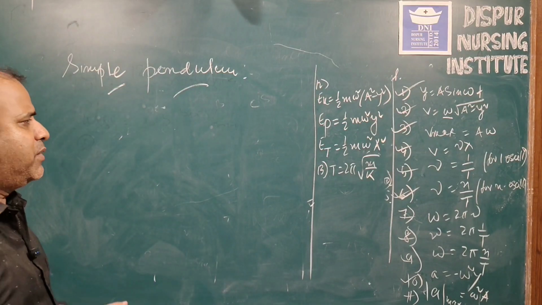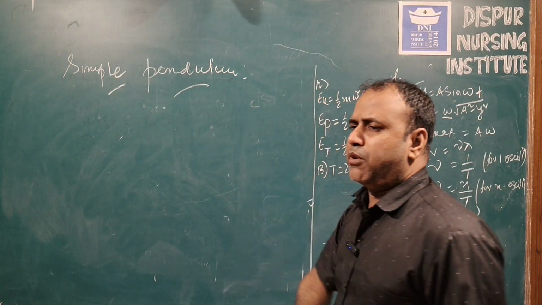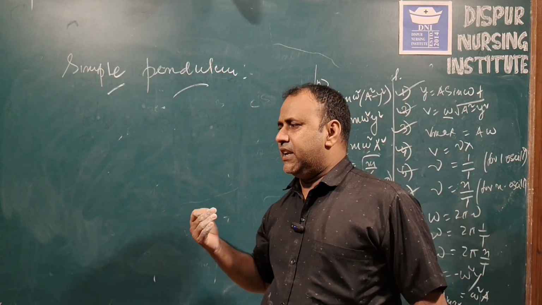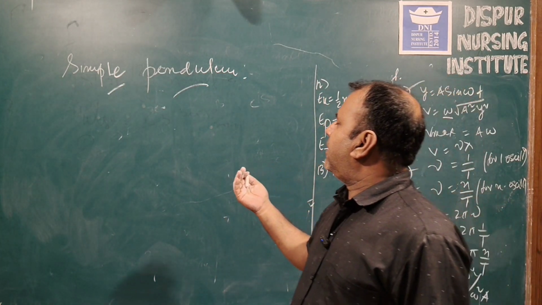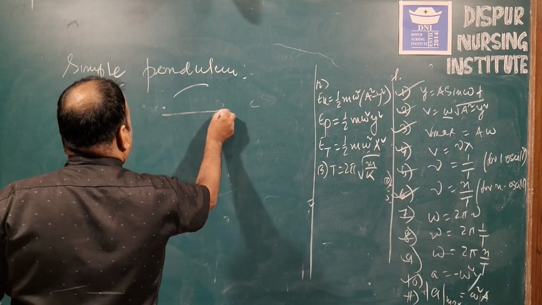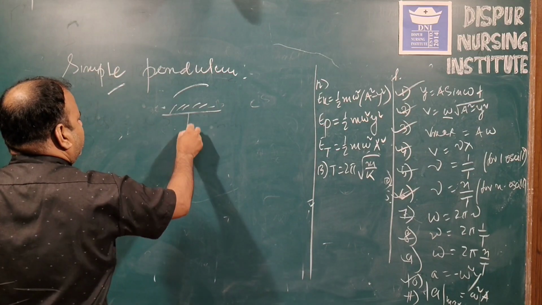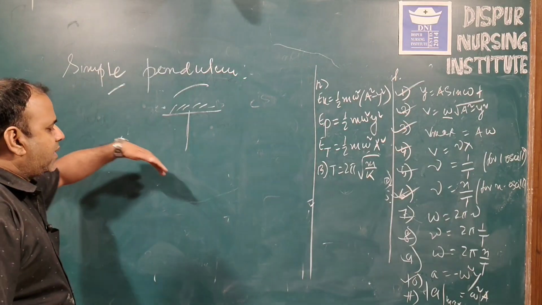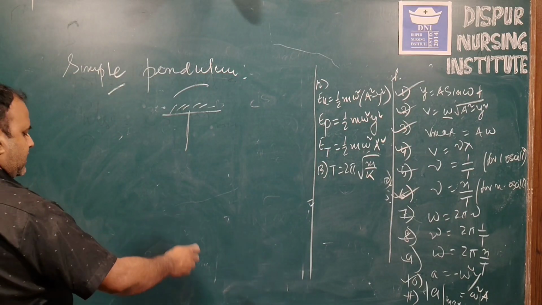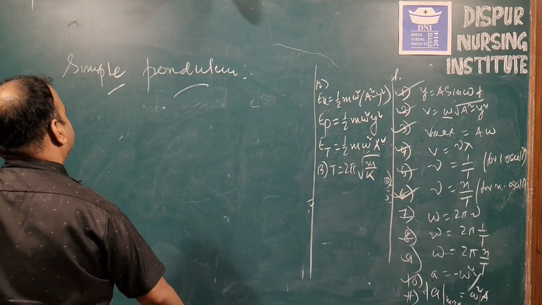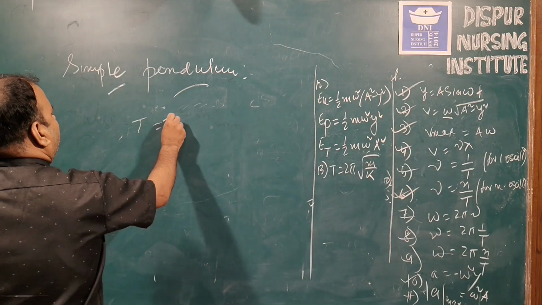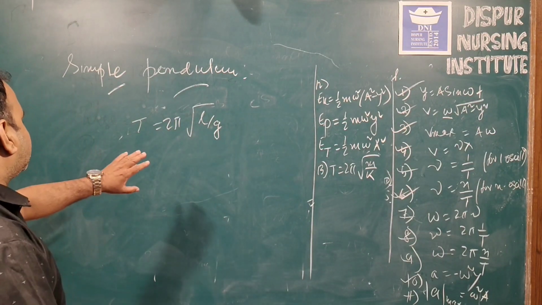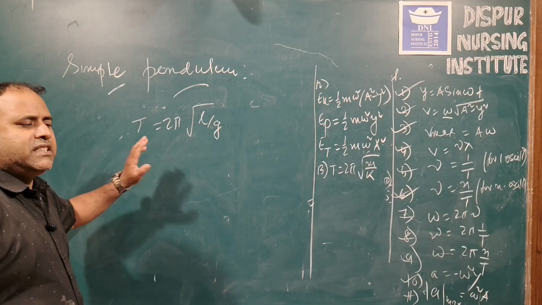So dear students, simple pendulum. What is the meaning of simple pendulum? Pendulum basically means oscillation, vibration. Suppose this is a kind of rigid support, and there is oscillation, vibration. In this case the time period of a simple pendulum, T is equal to 2π under root L by g. This is the expression for the time period of a simple pendulum.